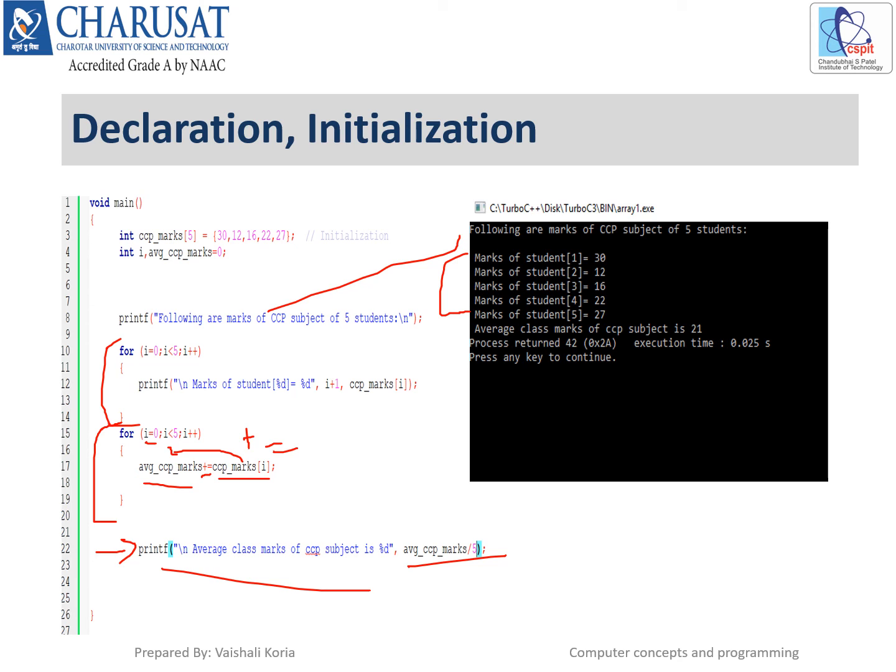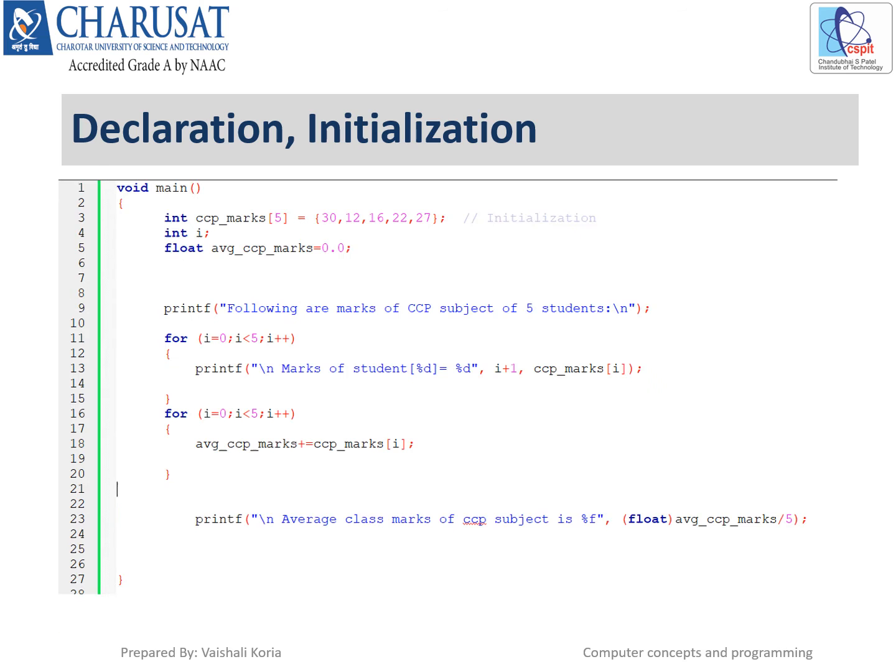Why? Because in this equation the average CCP marks and this 5 are both integers. When you perform division on two integers, it will give you only the integer answer. So the answer is actually 21.6, but it will take only the integer part and print it because you have used %d and the data type of the variable is integer. So what is the solution? This is typecasting. One of the operands should be converted to float, then your output would be in the float type.